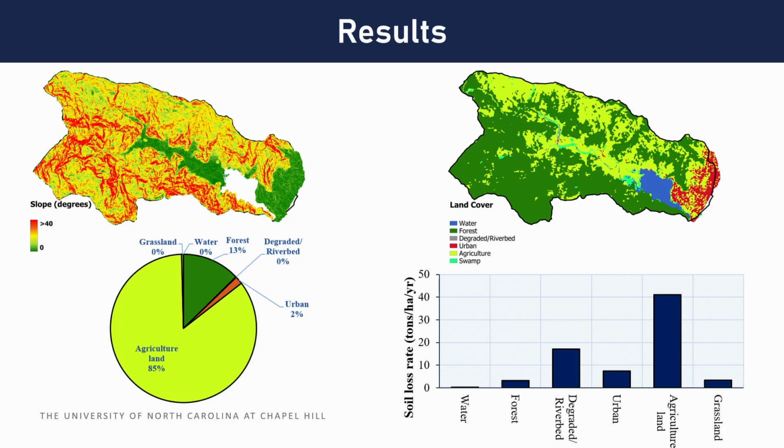And forest, despite covering 50% of the watershed, only accounted for 13% of the total soil erosion. And the soil erosion from other land uses such as urban or grassland and degraded area were not very significant due to their less spatial extent.